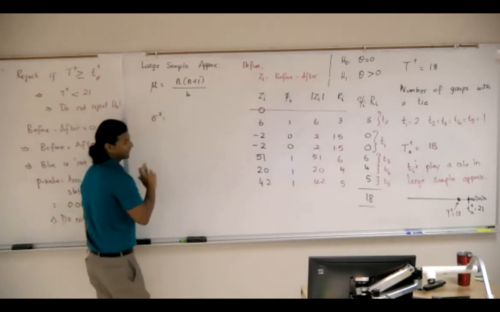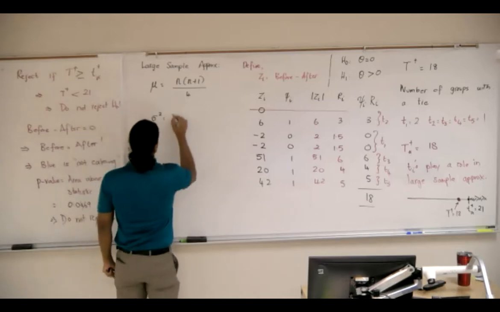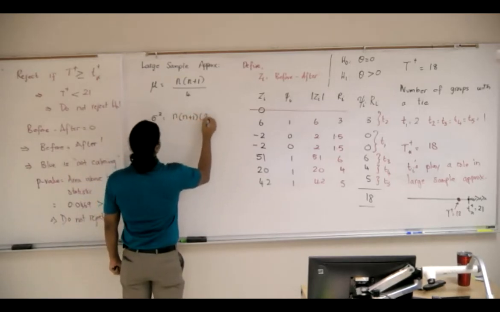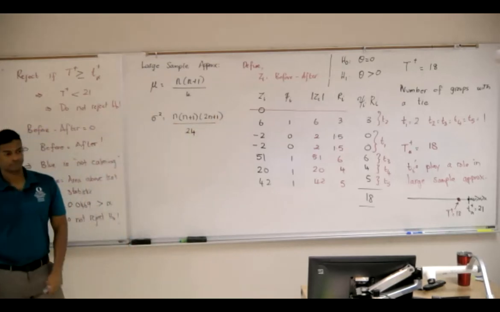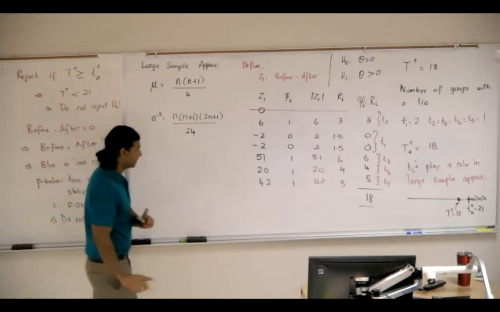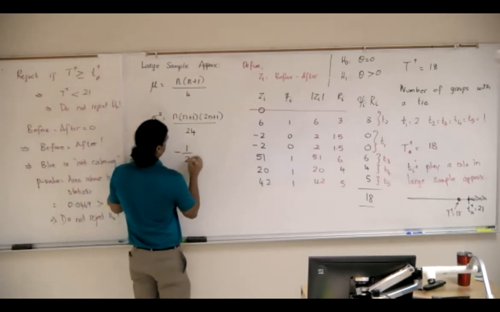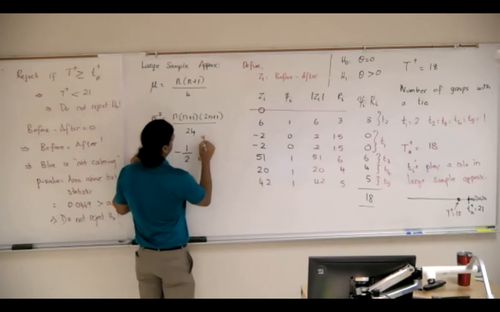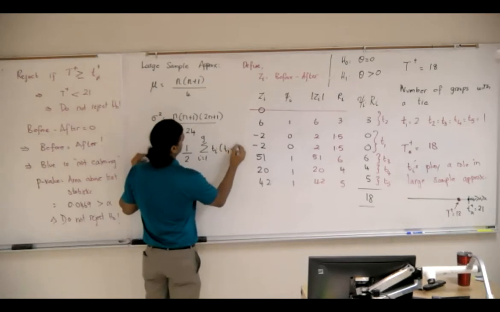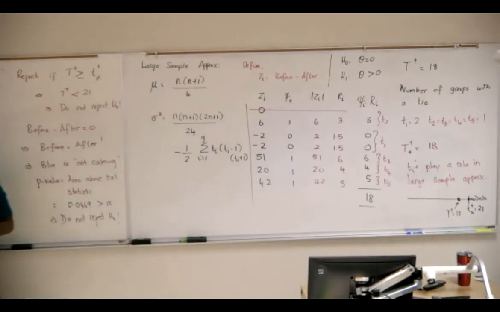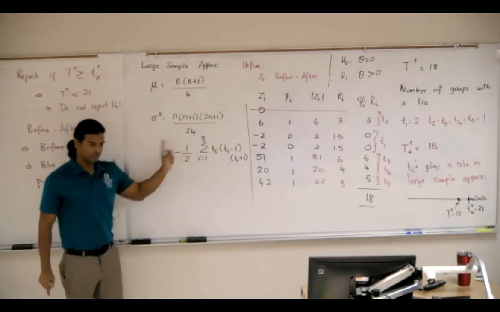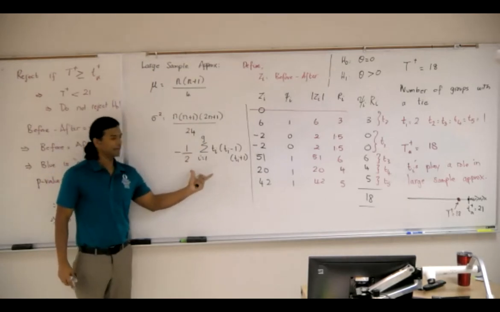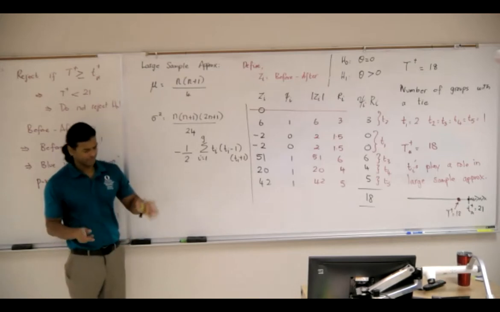The variance of the test statistic under the null is n times (n plus 1) times (2n plus 1) over 24, minus this giant sum. So n times (n plus 1) times (2n plus 1) over 24 minus this giant sum. Looks complicated, but in reality it's not.